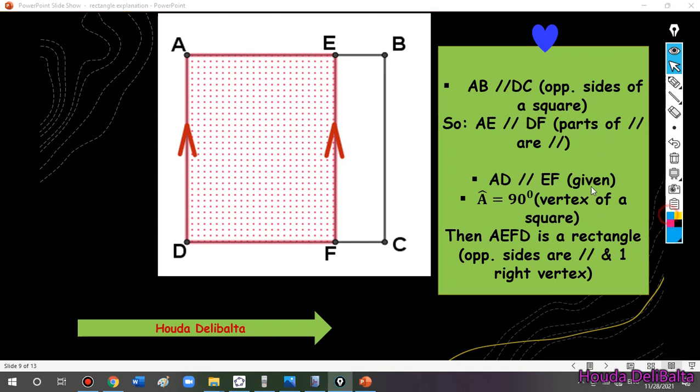Then I will get that the opposite sides AE, DF, AD, and EF are parallel. And I can choose any one of these two vertices. I choose here A, it's right, okay. And thus I say that AEFD is a rectangle by using the idea of opposite sides are parallel and one right angle.